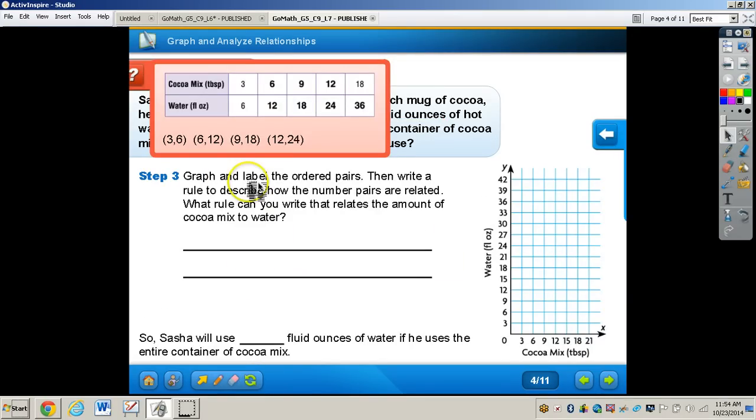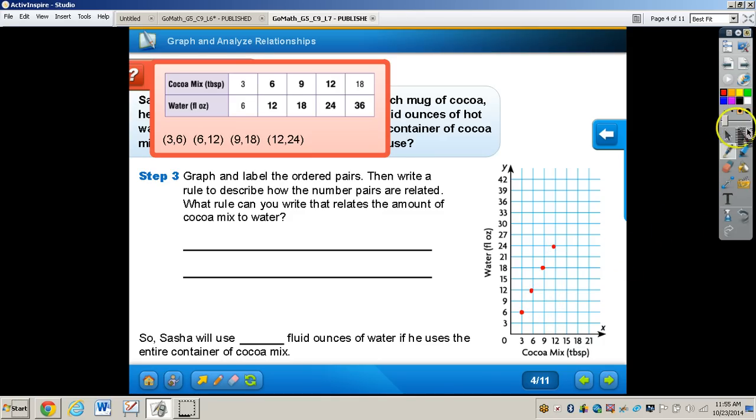Now what we can do is graph the ordered pairs. 3, 6, 6 and 12, 9 and 18, 12 and 24. So first of all, 3 and 6, we go over 3 on the x-axis, and we go up 6 on the y. Plot our point. 6 and 12, go over 6 on the x-axis and go up 12 on the y-axis. And then after that, we have 9 and 18, go over 9 on the x and go up 18 on the y-axis. 12 and 24, go over 12 on the x-axis and go up 24 on the y-axis.